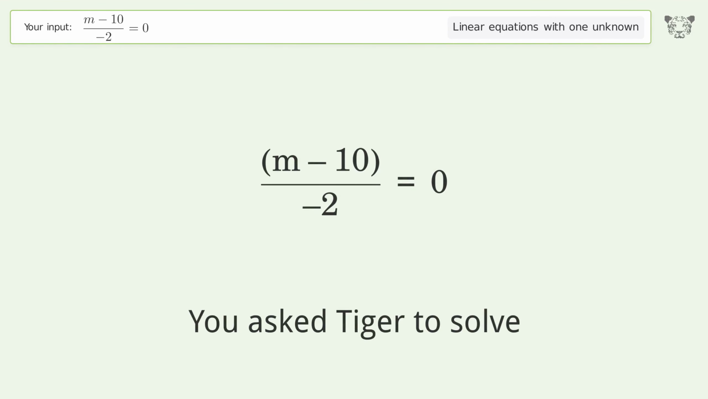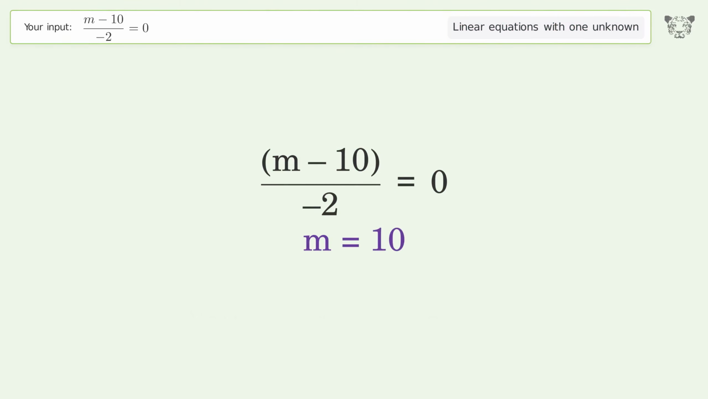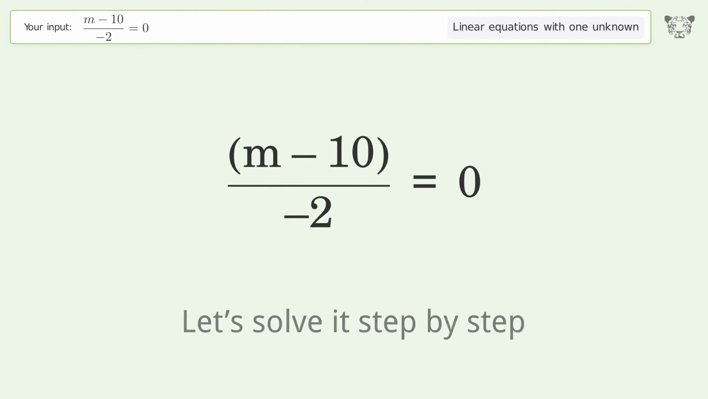You ask Tiger to solve. This deals with linear equations with one unknown. The final result is m=10. Let's solve it step by step.